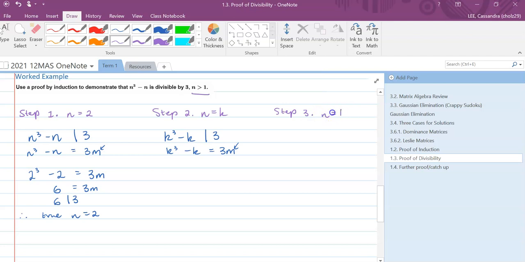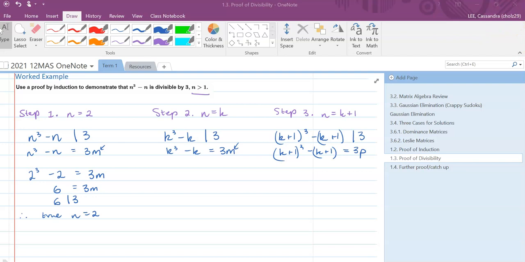So now we're going to let n equal k plus 1. Alright, so in this case what that means is this is going to be k plus 1 to the power of 3 take k plus 1 is going to be divisible by 3. So let's use a different notation here. So k plus 1 to the power of 3 take k plus 1 is going to be equal to 3p. This is going to start getting a little messy, so I'm just going to jump down and write this in.